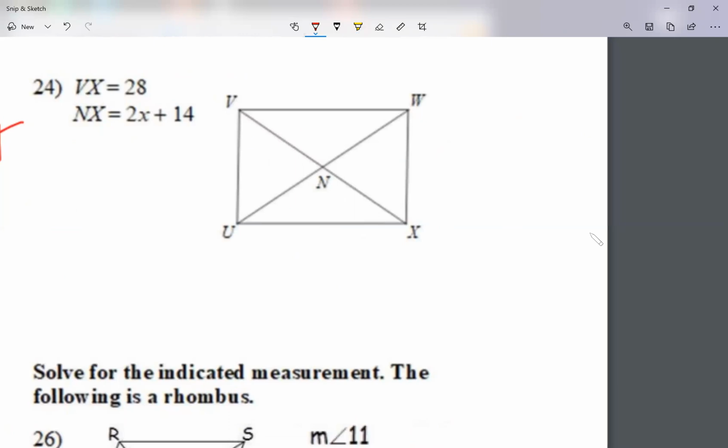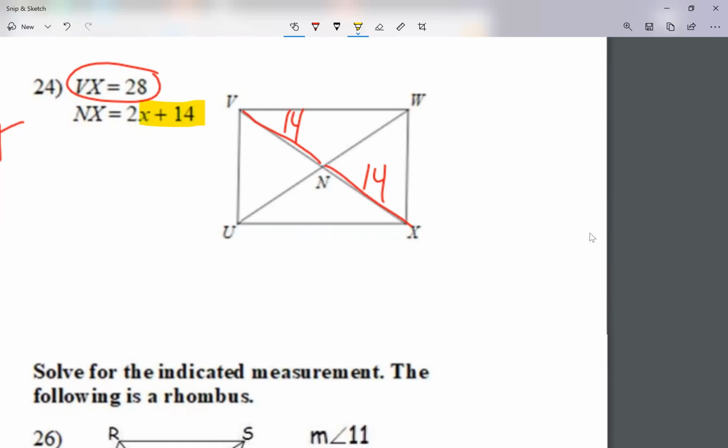Again, I start with the side that is all numerical. The segment VX is 28. Okay, so from V all the way to X is 28. But remember how I said that diagonals get cut in half. So I'm going to say this side is 14. And this side is 14. I know the whole thing is 28. So I cut it in half, 14 and 14.